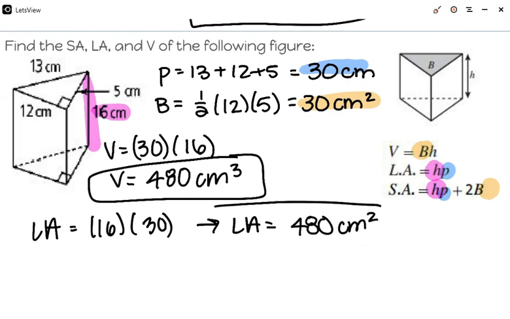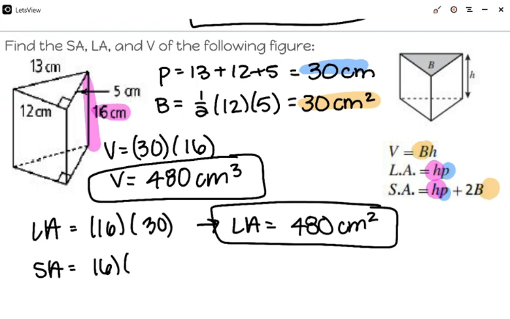Oops, I forgot to box a little LA. There we go. Lastly, our surface area. Again, just plug in height 16 times the perimeter, which is 30, plus 2 times the area of our base, 30. So our surface area equals 540 centimeters squared.